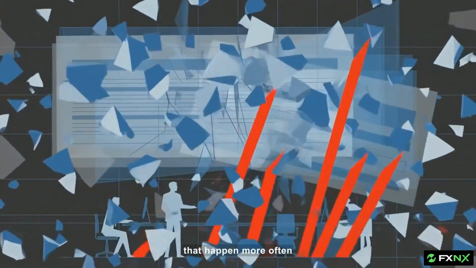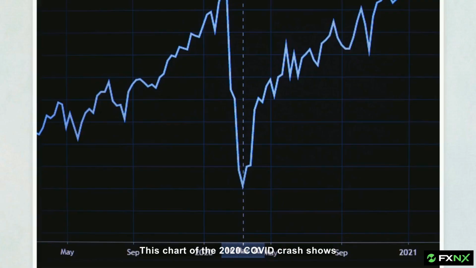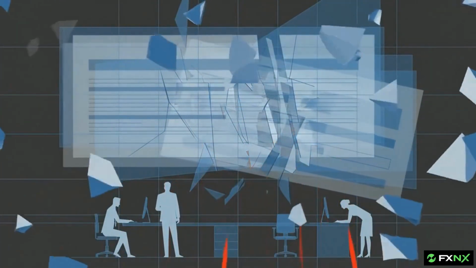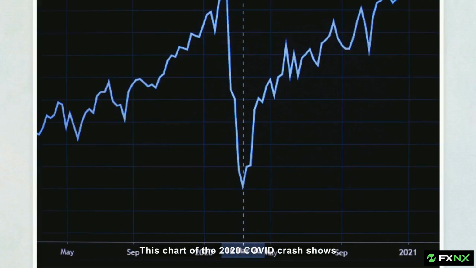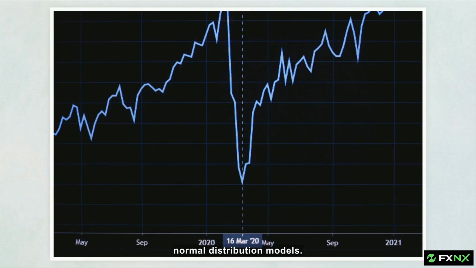Even then, standard models often assume markets follow a normal bell curve. In reality, markets have fat tails, extreme outliers that happen more often than a simple coin flip model suggests. This chart of the 2020 COVID crash shows a V-shaped plunge occurring exactly at the March 16th marker. This is a level of volatility that defies normal distribution models.